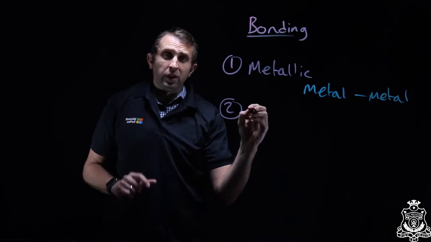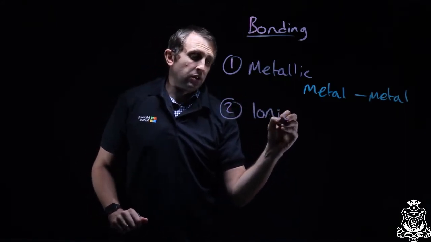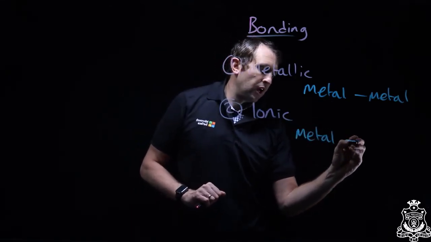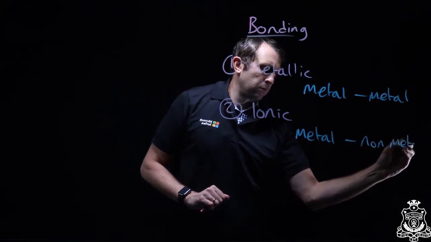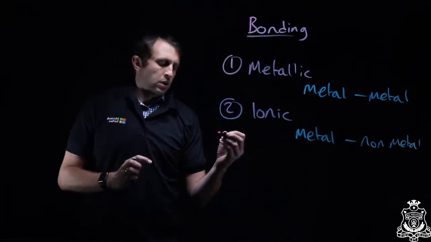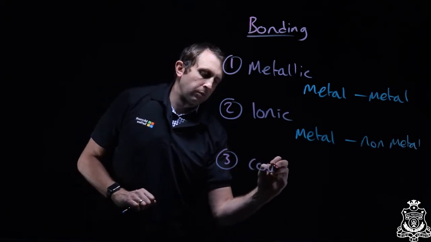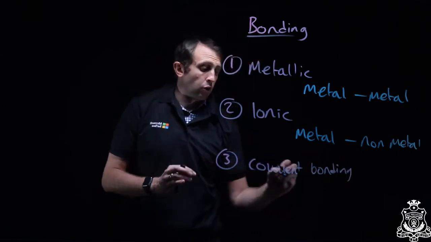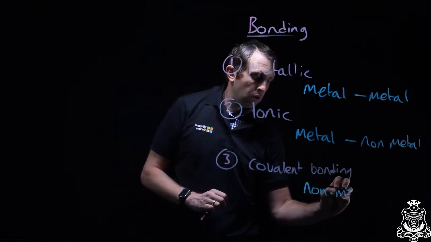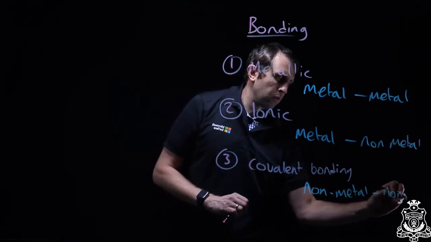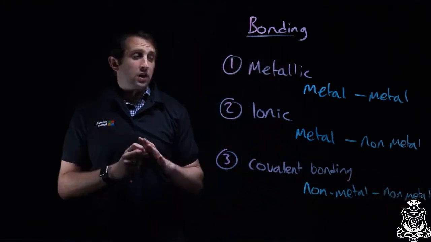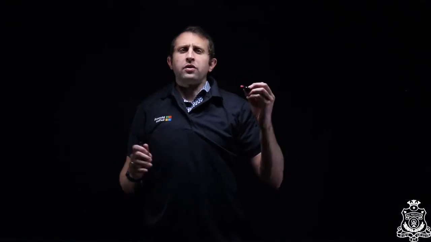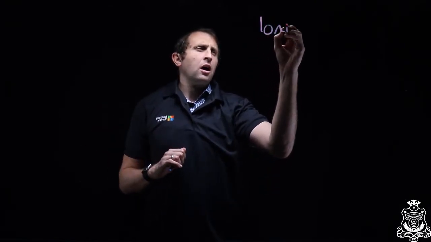Then we're going to talk about ionic bonding, which is the main focus of this video. And this occurs usually between a metal and a non-metal. So the majority is a metal and a non-metal. And then three is called covalent bonding. And this is between a non-metal and a non-metal, which we'll talk about in later videos. So today our focus is on ionic bonding.